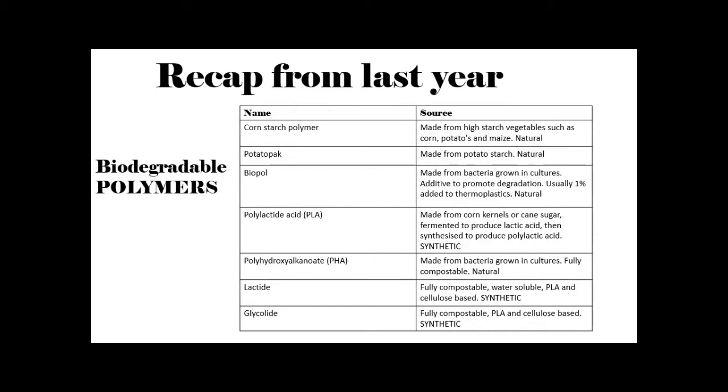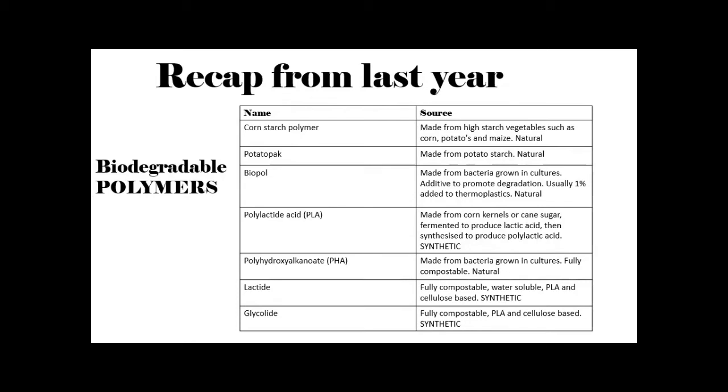So then the fourth group. Remember I said originally there's 4 groups, and like I said, actually no, there's really 3. The fourth one, which is a new type of plastic, is biodegradable polymers. These are ones that are easily biodegradable. They do not have a negative effect on the environment. So these are things like cornstarch, potato pack, biopol, PLA, lactide, and things like that.